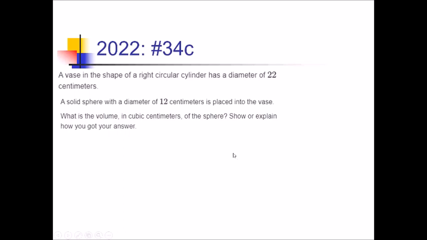For the next part of this problem, we're putting a solid sphere with a diameter of 12 centimeters in the vase, so at least the diameter is less than the container itself. We want the volume of the sphere. So for that, we need our sphere volume formula, which you can look up on the formula sheet. That's going to be 4/3 pi r cubed. And then we have to plug in our radius. Now, you got to be careful plugging this in here, because we're talking about the radius of the sphere, not of the cylinder. So we're going to use 6, half the diameter of the sphere, for r.